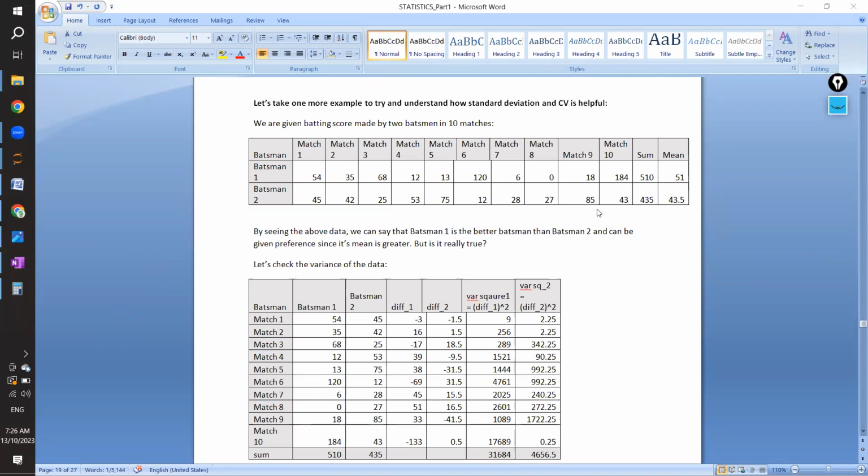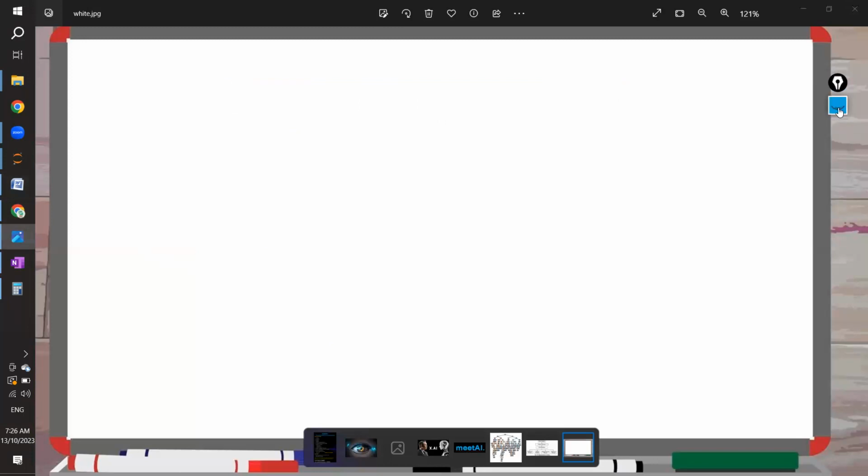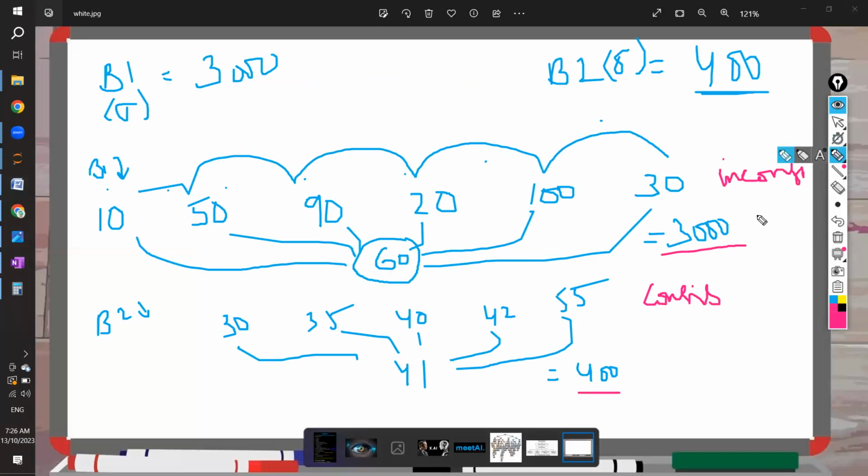So if you go back and look at it initially, batsman 1's score is 51, batsman 2's score is 43. Batsman 1 is this guy, and this is the variance, guys. This is also the variance for batsman 2. And what is the mean? The mean of the second guy is 43, and for this guy the mean is 51. Okay, this guy 43.5. Fine.